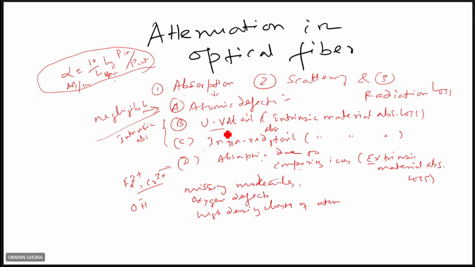It is because of the transition of electrons from the valence band to the conduction band. In fiber, silicon oxide is there, so oxygen ions are there, with very tightly bound electrons. But when light propagates, if the photon energy is sufficient, there can be a transition of electrons from the valence band to the conduction band. This will lead to absorption.